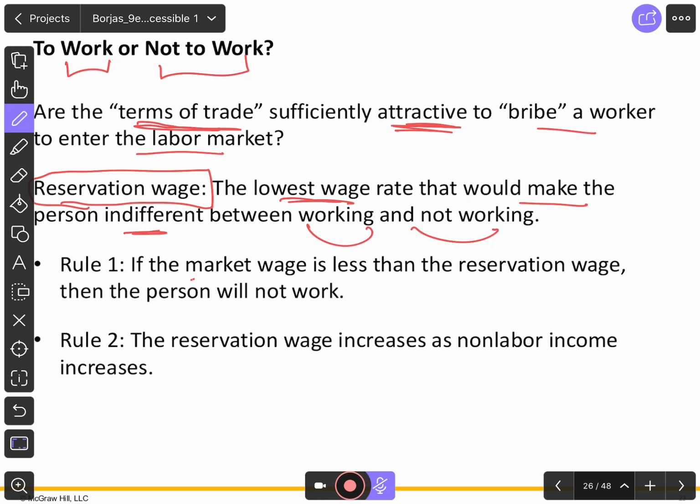And there are two important rules. So rule number one, if the market wage that, for example, a firm is offering you is below my acceptable wage, then the person will not work, right? And this acceptable wage, of course, depends on how much you already have and how much your non-labor income changes. So if you're getting an income from the stock market or you inherited some amount of income from a family member, then you're not in a rush to find a job. So your minimum acceptable wage is going to increase. So those are two important rules.